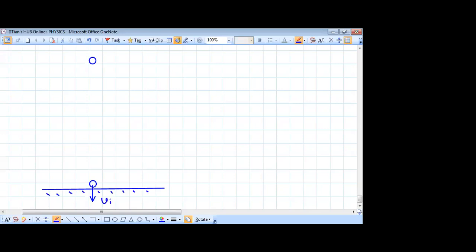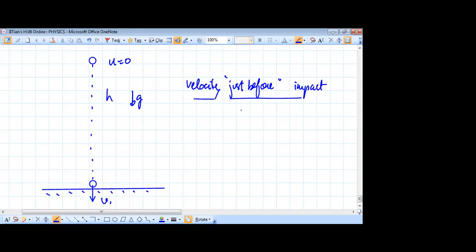So if this is v1, the velocity just before impact. Because it is starting from rest, from a height of h, and the acceleration is g downwards, the velocity just before impact, that will be how much?